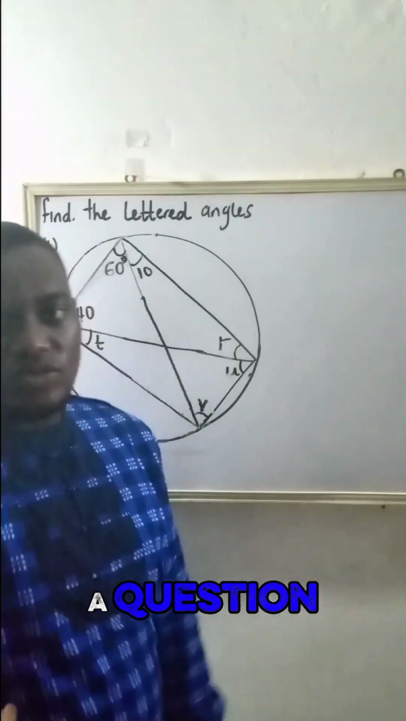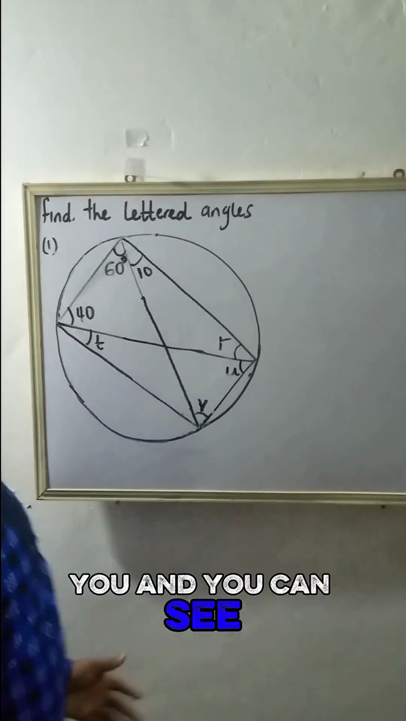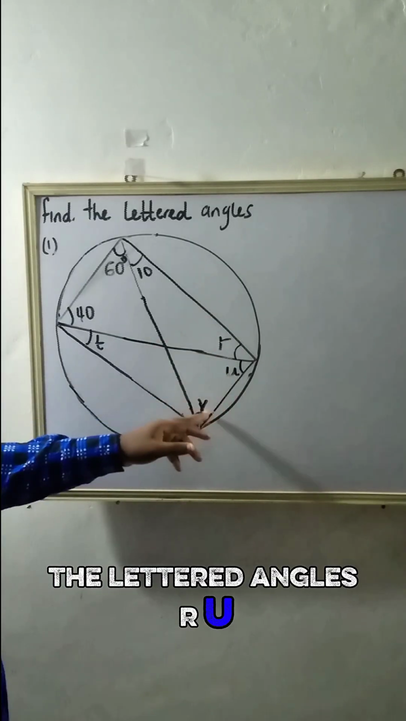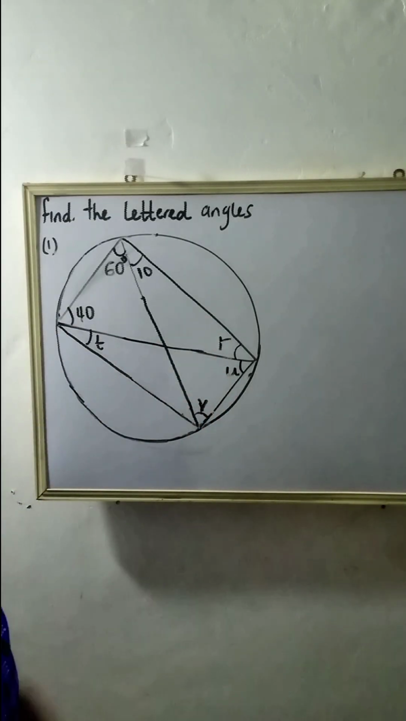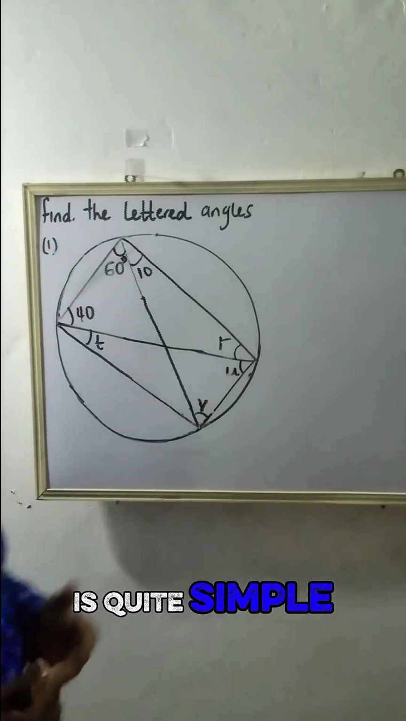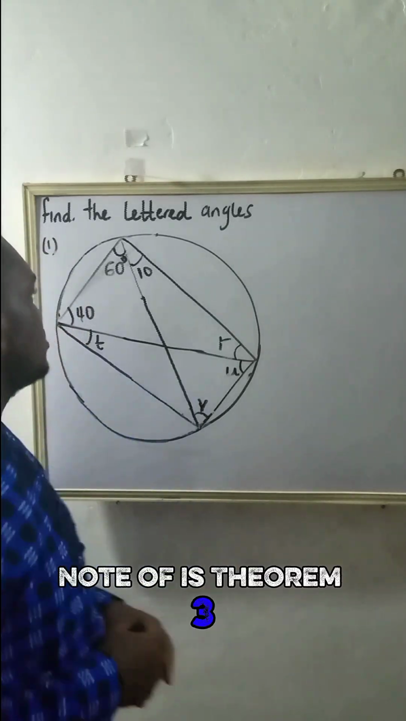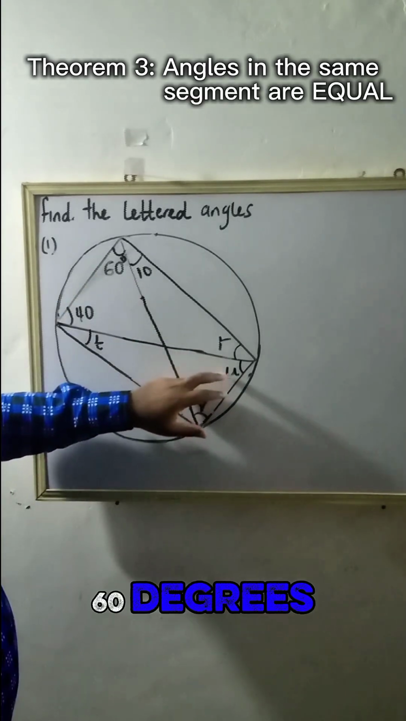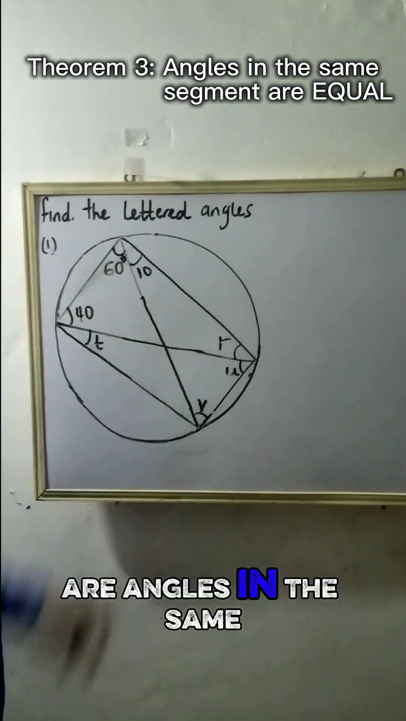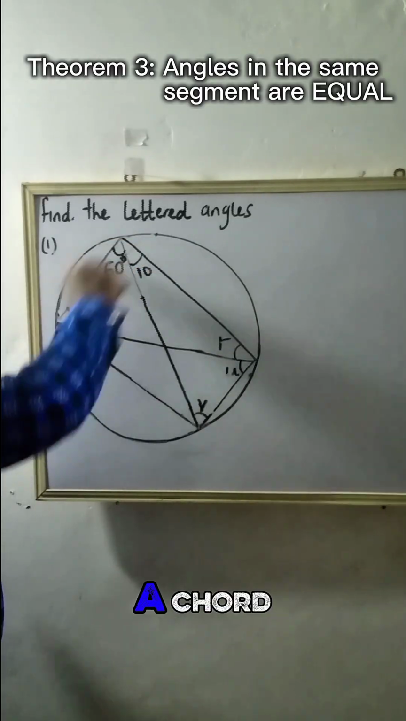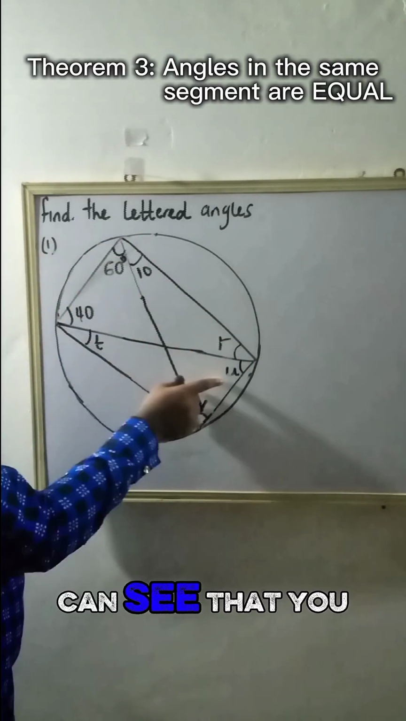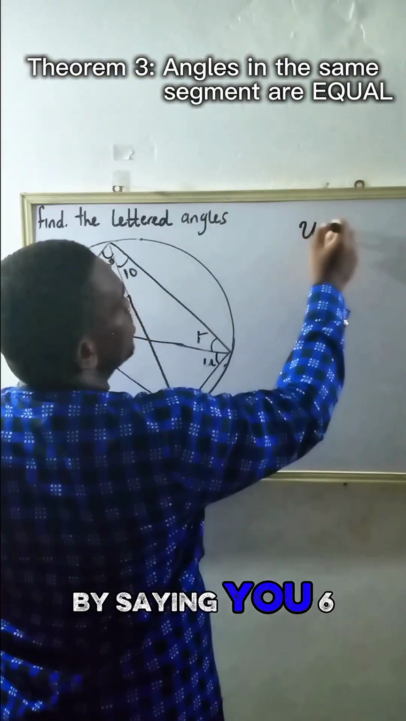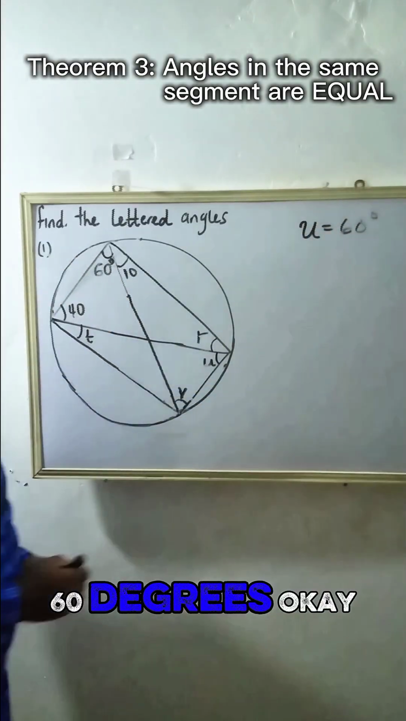So this is an example of a question that can be given to you, and you can see you are asked to find the lettered angles R, U, V, T. To obtain these lettered angles is quite simple. All you need to take note of is theorem 3. So by inspection, I see that U and 60 degrees, they are angles in the same segment. So if this is a chord, this is a segment, you can see that U and 60 degrees are angles in the same segment. So I can just conclude by saying U is 60 degrees.